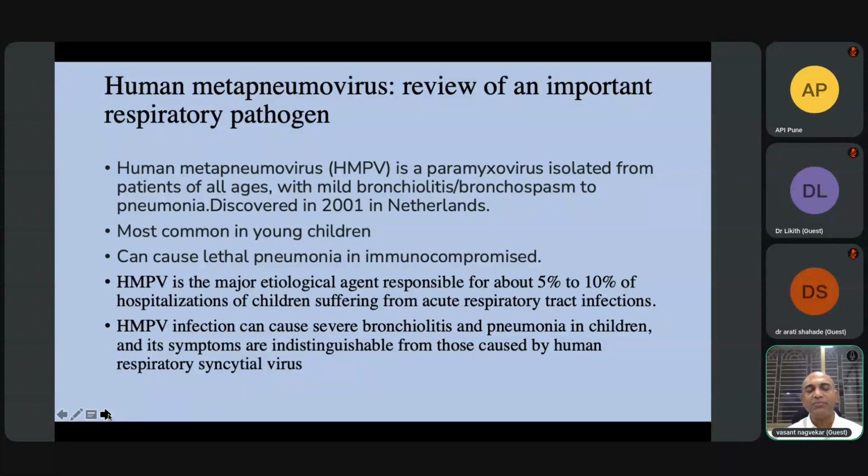So there are almost only minor differences, and it is very difficult to differentiate. Yes, bronchiolitis and bronchospasm are more seen in respiratory syncytial virus and HMPV compared to influenza A or influenza B, which we see in our clinical practice.